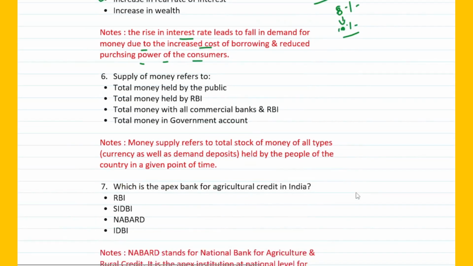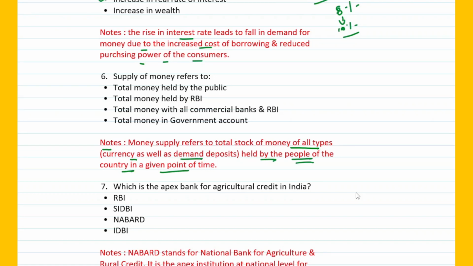Okay, then we talk about question number 6. Supply of money refers to, let's look at the notes directly. Money supply refers to the total stock of money of all types, currency as well as demand deposits. What do you mean by demand deposits? Any deposit which is parked in the bank in a savings account or a current account. Whenever you want that money, you go to the bank, you ask, and that money will be given back to you, right? That's what a demand deposit is, which is held by the people of the country at a given point of time.